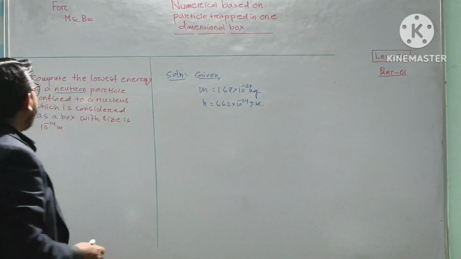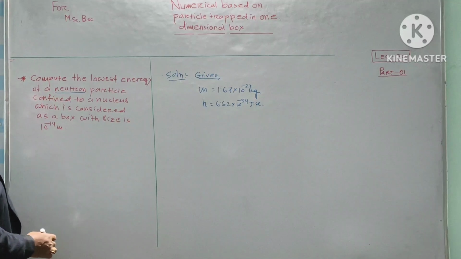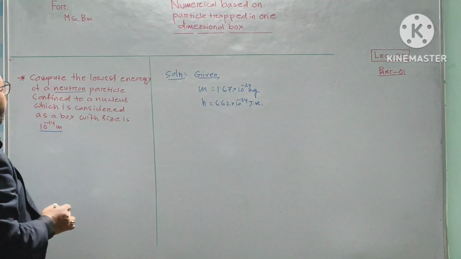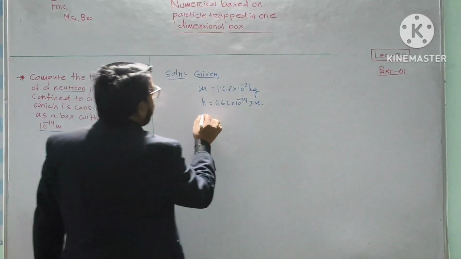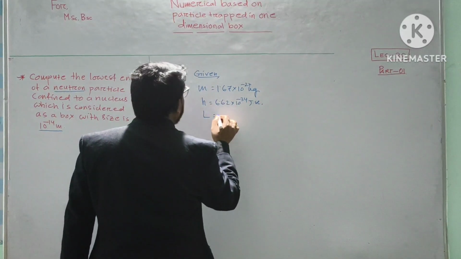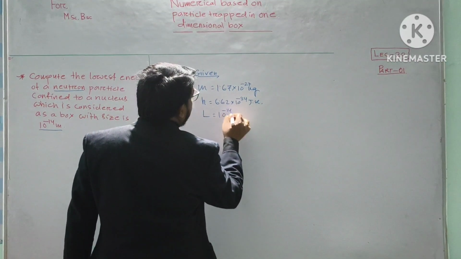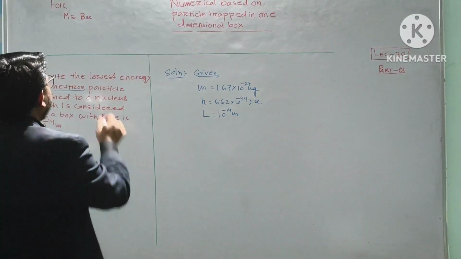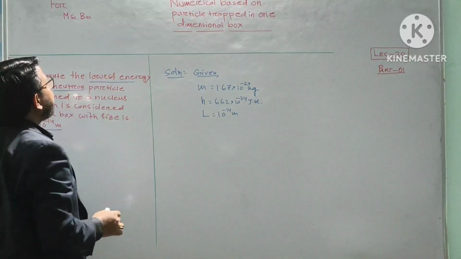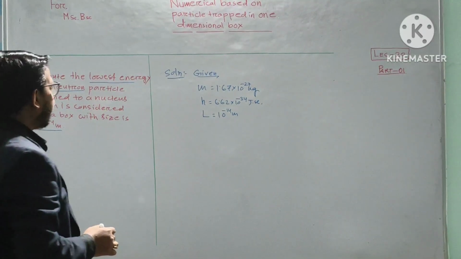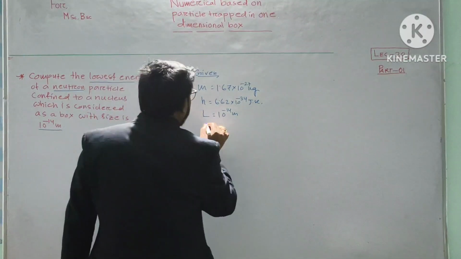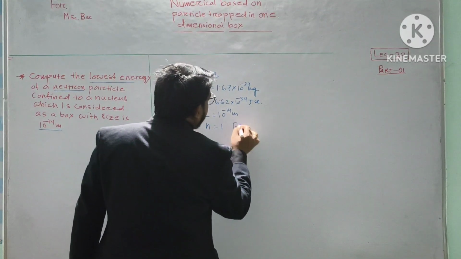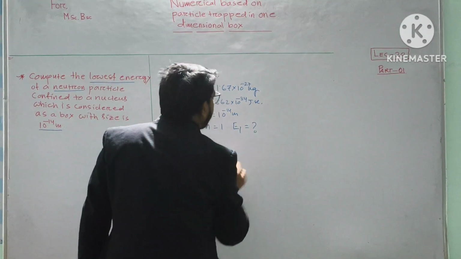And this is the width of the potential wall. So L equal 10 to the power minus 14 meter. And compute the lowest energy. It means the ground state energy. So for ground state energy, n equal 1. We are going to find out E1 equal what?